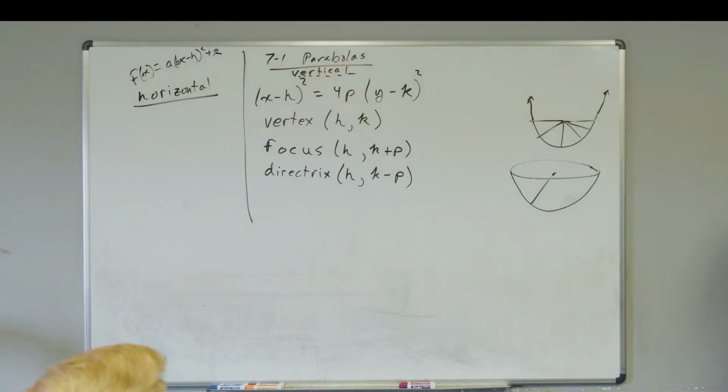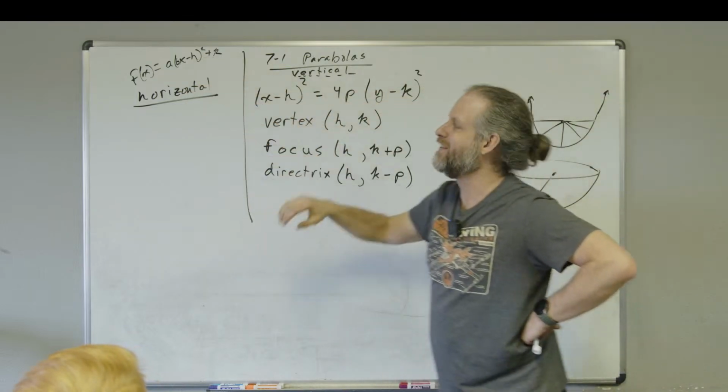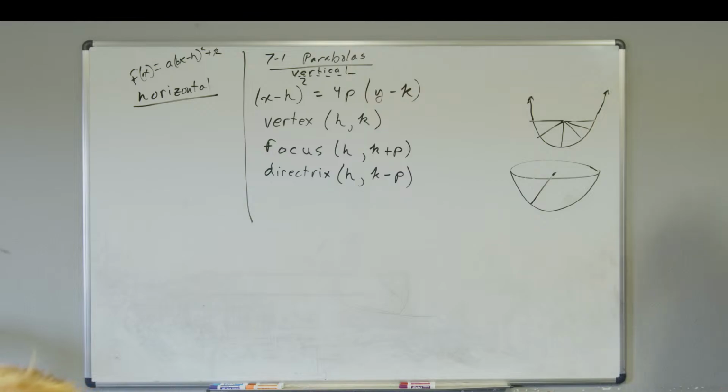One of them is squared. Which one? The left. 50-50 shot. You guessed wrong. So if it's opening up, the x is the one that's squared. So that shouldn't be there. Is that it? That's it. Okay.